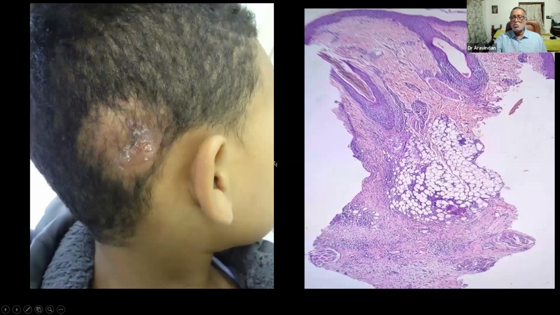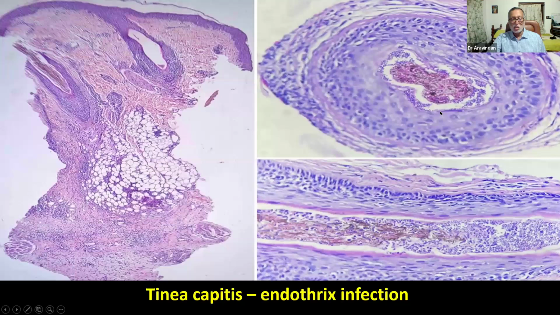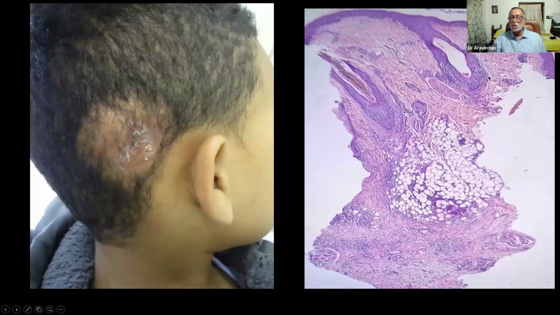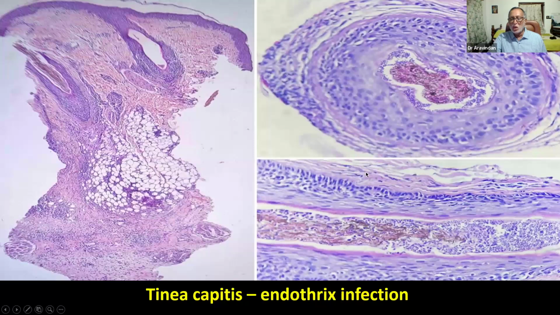See this case, you find a follicle and inflammation around the follicle. You find inflammation around the follicle here, going really deep into this. And when you look at the follicle, it is packed with yeast bodies. Yeast forms, no hyphae. And this is the typical endothrix infection of Tinea capitis. So this is an infection by a fungal organism producing a pattern of alopecia.